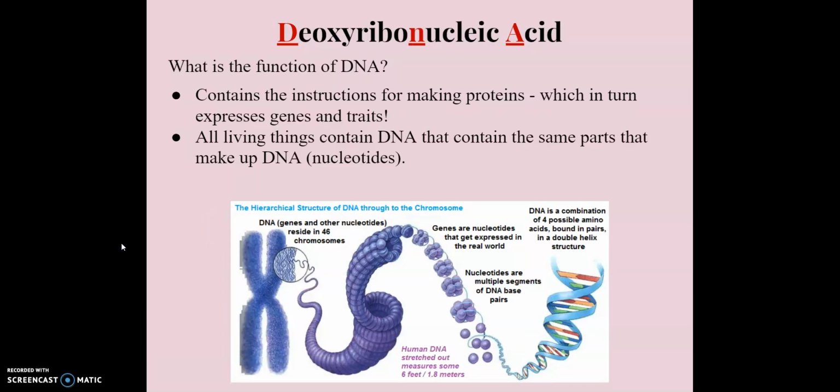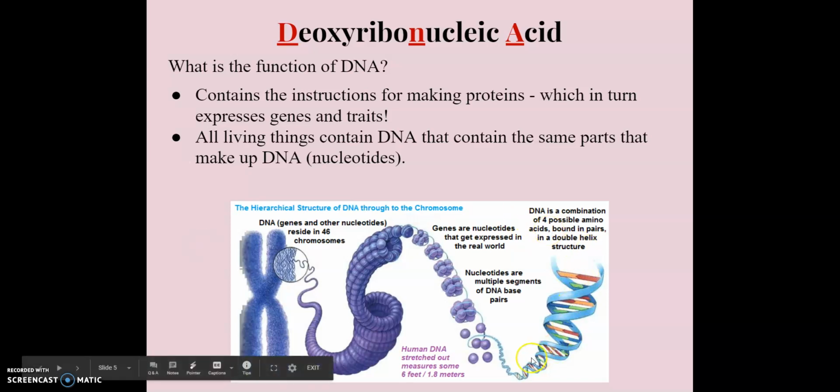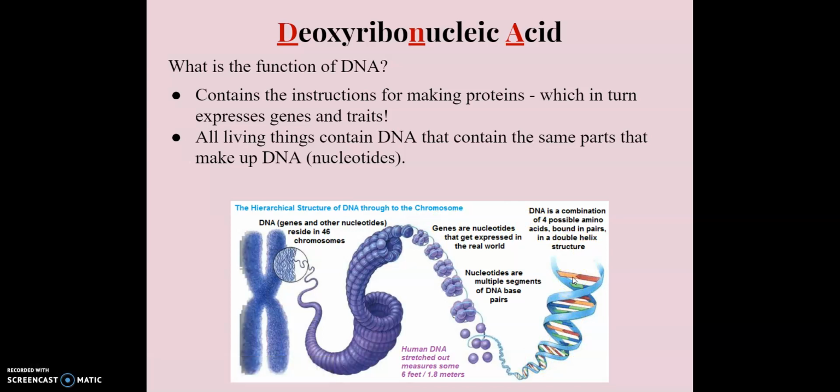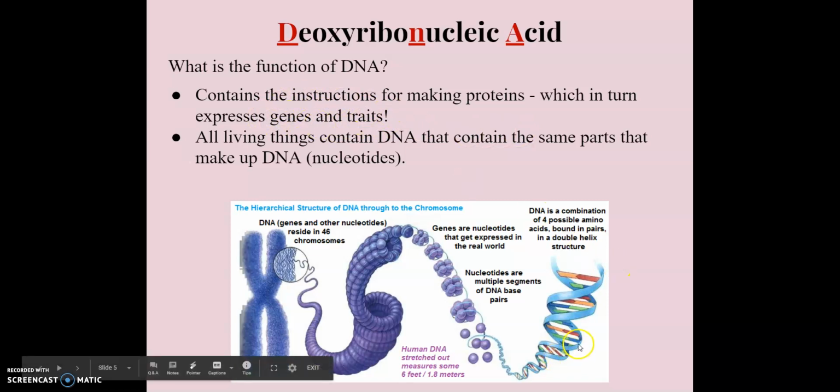So what is the function of DNA? DNA contains the instructions for making proteins. So the DNA here has a code within it that tells our cells to create proteins. And when those proteins are created, they in turn express genes or traits. So you having blue eyes or brown eyes is actually the creation of a protein that allows your eyes to be that color. And the instructions to make that protein are found in our DNA.